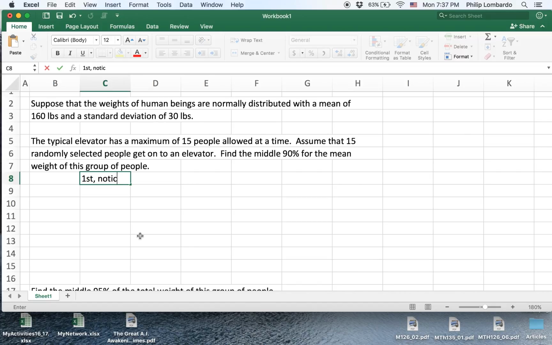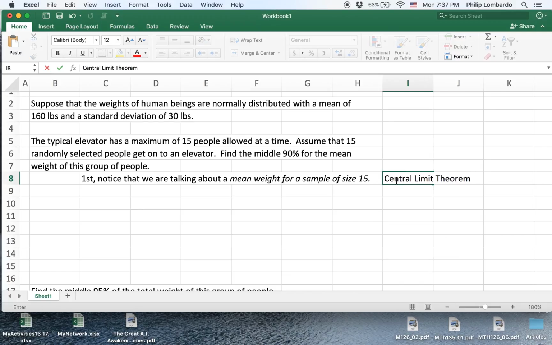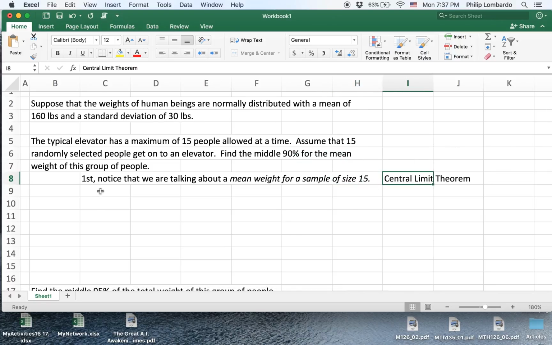First, notice that we are talking about a mean weight for a sample of size 15. So we're not talking about the weight of one individual, where the mean would be 160 and the standard deviation would be 30. We're talking about the mean weight for a group of 15 people. So this is naturally a central limit theorem problem. Since our original population is normally distributed, we don't have to worry about having more than 30 people in our sample size, so we can apply our central limit theorem right away.